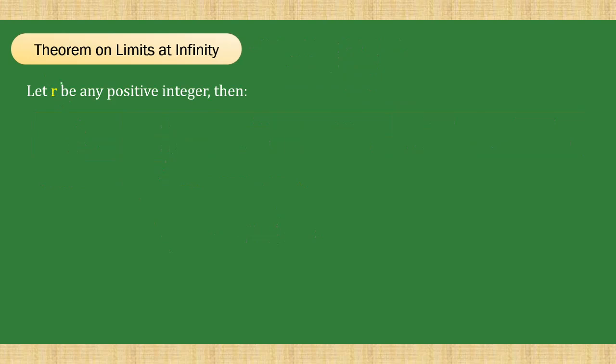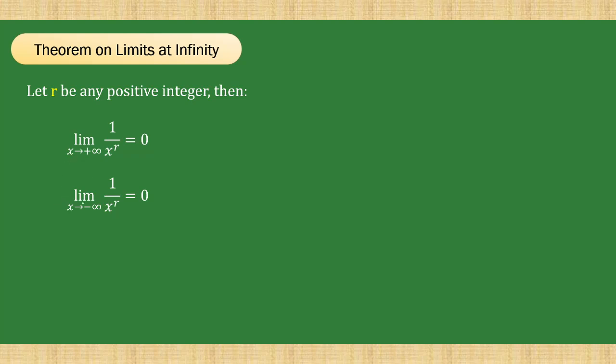Sabihin natin meron tayong r na kahit anong positive integer. Kapag ganito yung format niya, naka-fraction, na ang numerator ay 1, ang denominator ay x raised to r, tapos, ang limit ay approaches positive infinity. So, ang answer natin sa limit ay 0. Same goes if x approaches negative infinity. So, ito yung dalawang theorems na kailangan nating tandaan para ma-evaluate natin yung limits at infinity.